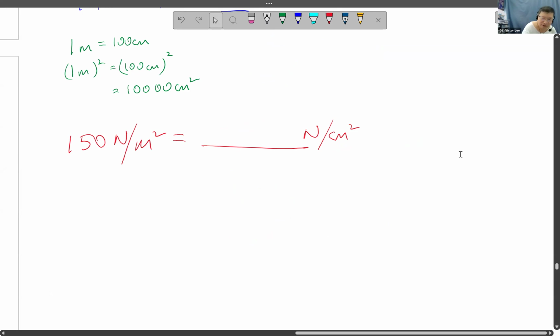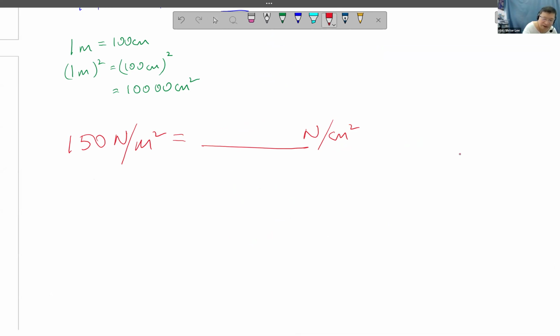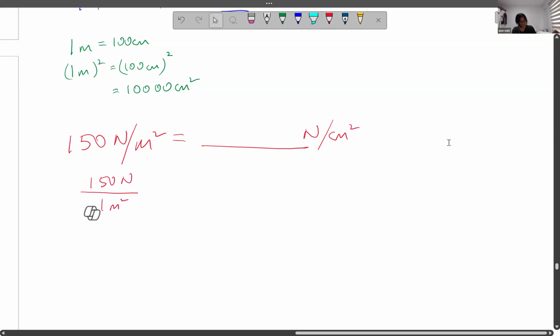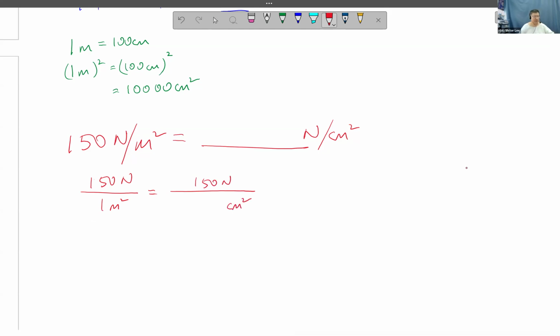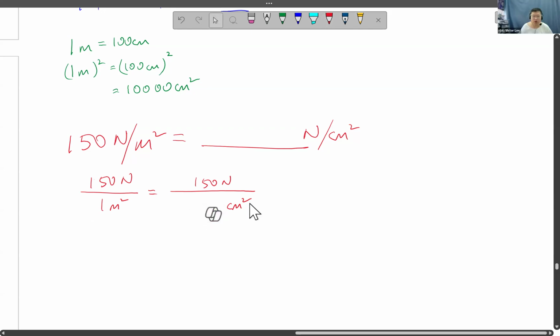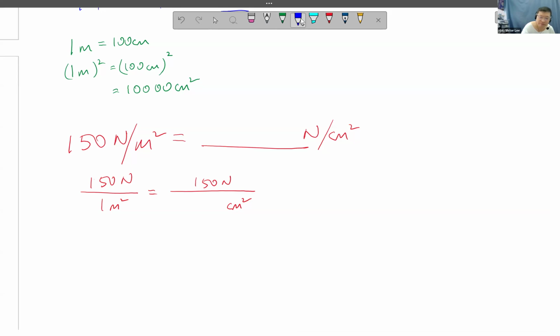Okay, I can do this. Never mind, I think we'll do it separately. Newton over 1 meter square, and then you convert the bottom to cm square. Can you do it for me? So it becomes 100, squared. It's not 100, more than that. Look at this. 100,000. Oh, okay. 10,000.